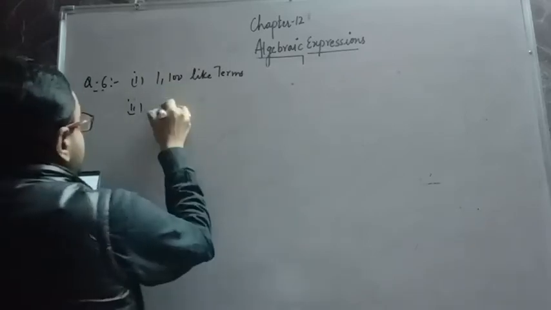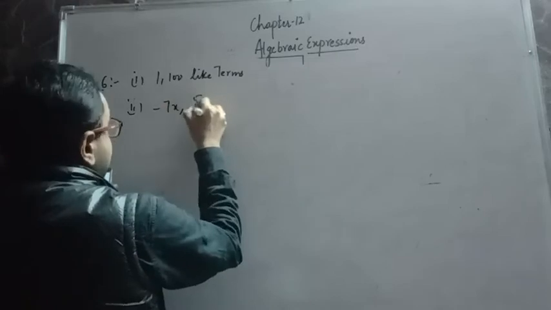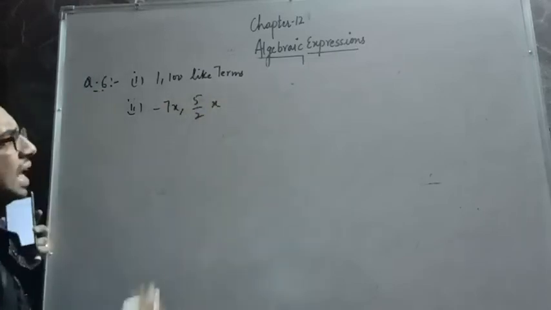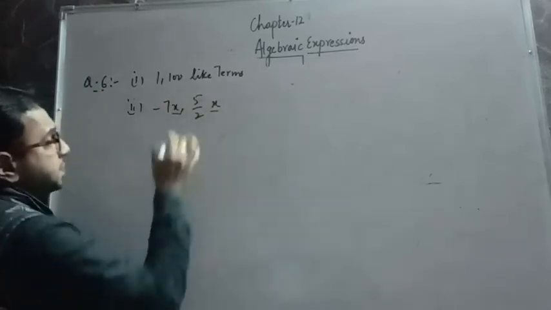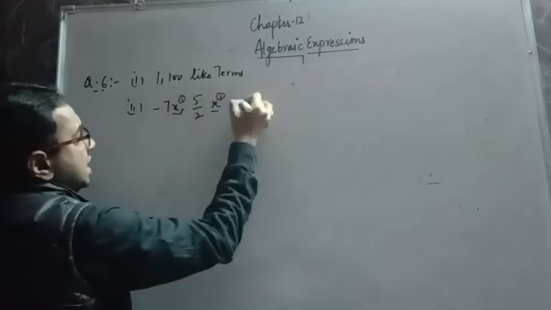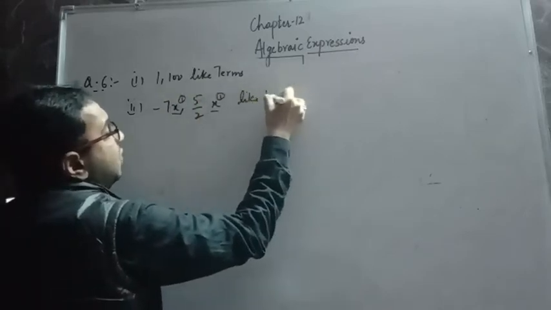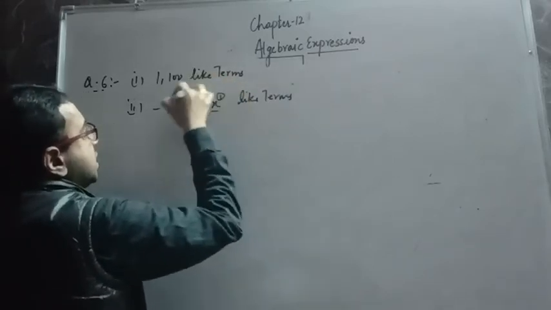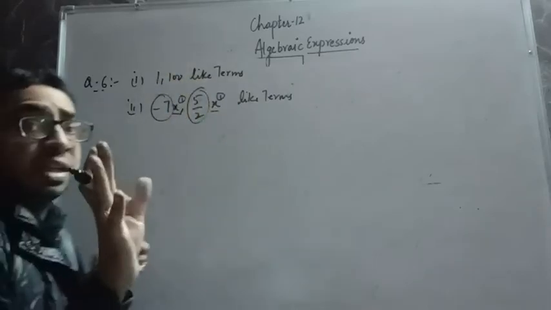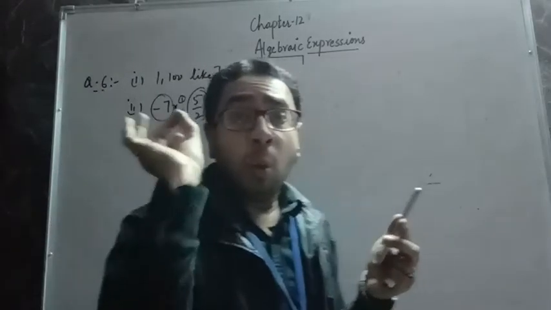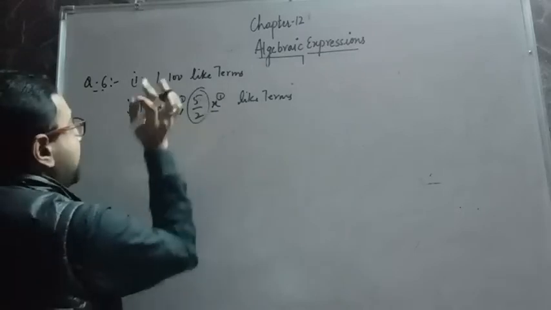Next, minus 7x, 5 by 2x. Yes, they are like terms. What is the variable? x. Power is 1, power is 1. Yes, like terms. We need not check the coefficients. Do remember, coefficient can be different. It may vary. Only the thing is, variable and their power must be same.